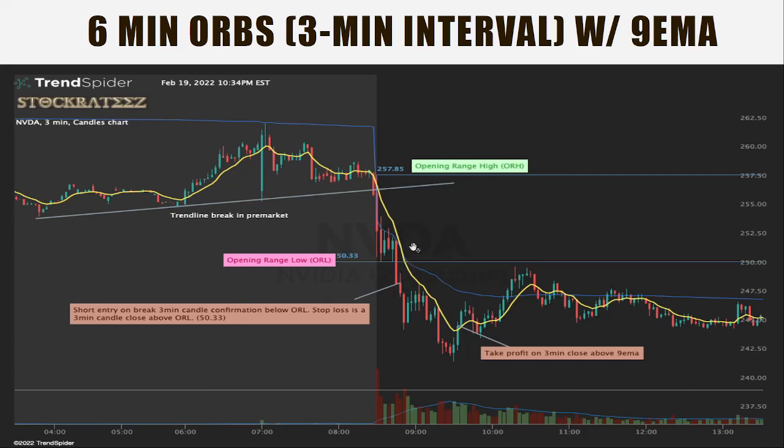Then our stop loss would be if it reclaimed the 9 EMA. Now the 9 EMA with the 3 minute chart is awesome because 9 divides into 3, 3 divides into 9, whatever. So mathematically that makes sense. So the 9 EMA is here in the yellow. We're good to hold as long as we're below the 9 EMA. So here it closed above the 9 EMA, so we take our profits.